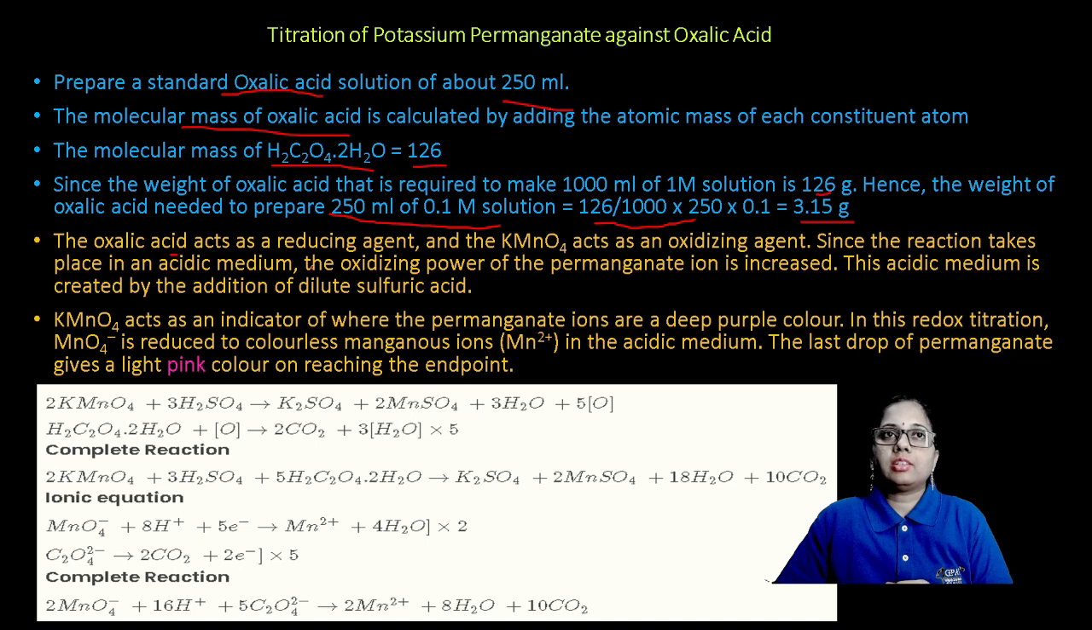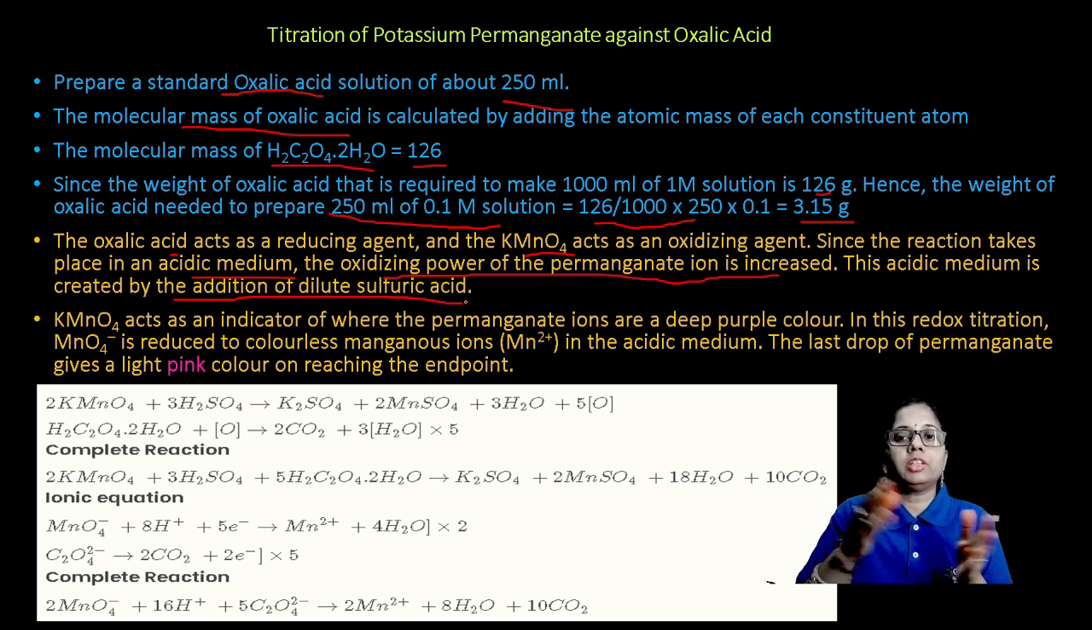So the oxalic acid here acts as a reducing agent, and KMnO4, which is going to be used as a titrant, acts as an oxidizing agent. Since the reaction is going to take place in an acidic medium, the oxidizing power of the permanganate ion is increased. This acidic medium is created by addition of dilute sulfuric acid.